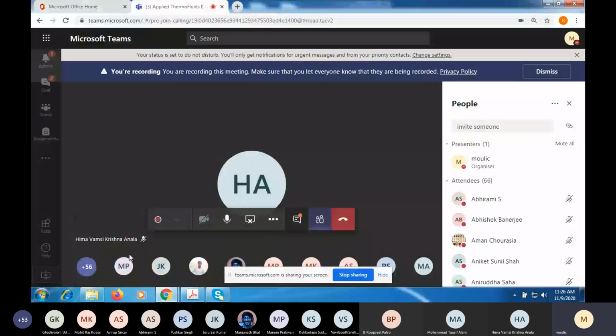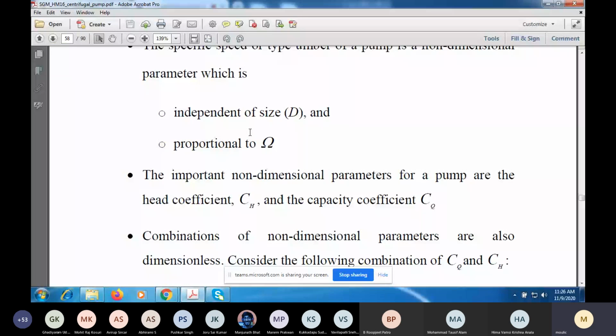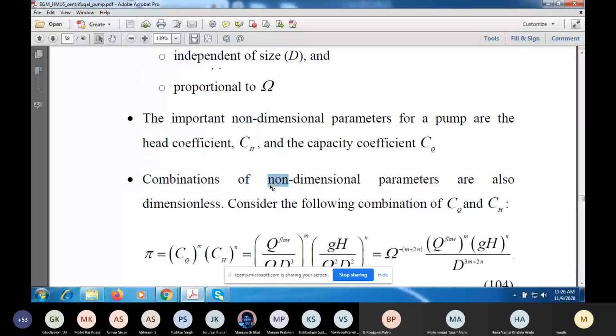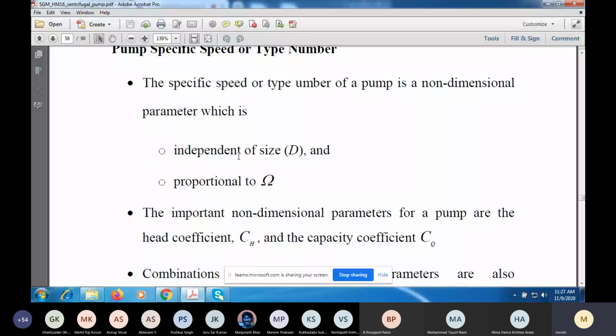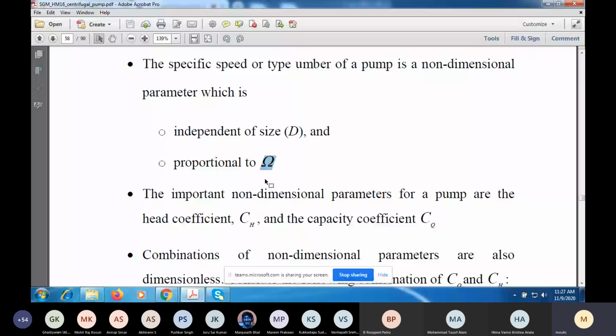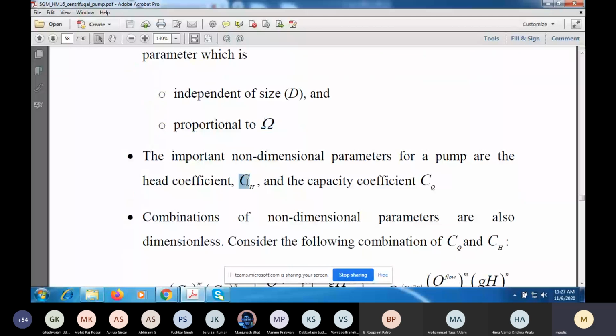All right, any queries? Okay. Now, you know that combinations of non-dimensional parameters are also dimensionless. So can we find a combination which is independent of the size, but just depends on the shape? It is directly proportional to omega, because that is an important control variable. So the important parameters are the head coefficient and the capacity coefficient.